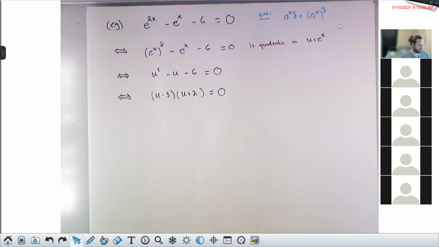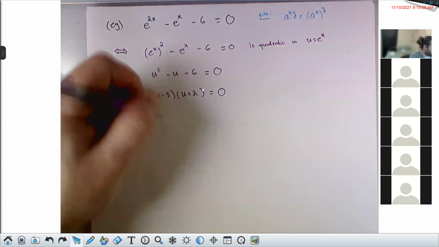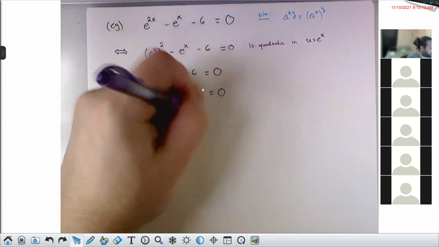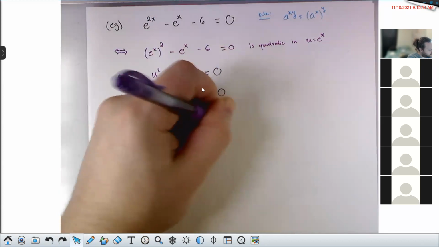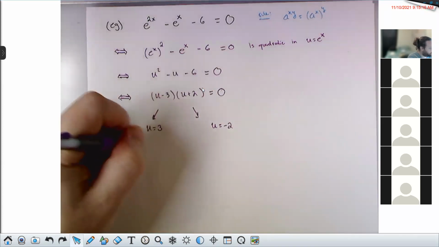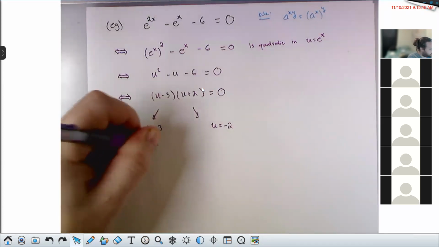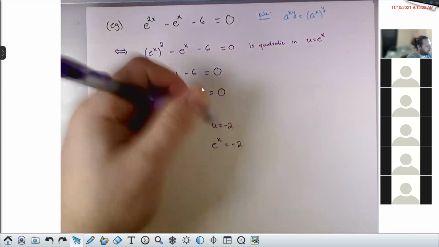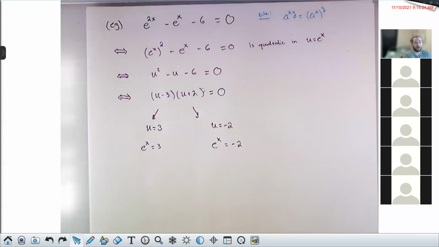It is sneaky. From here, of course, I would set each factor to 0, just like you would with any other quadratic. So this guy would tell me, setting him equal to 0, that u is equal to 3. And this guy would tell me that u is equal to negative 2, which means e to the x is equal to 3, or e to the x is equal to negative 2. One of these gives a solution. One of them does not. Which one does not give us a solution?